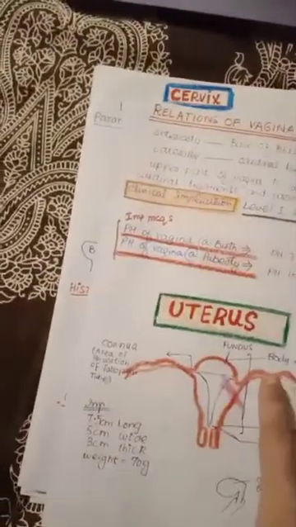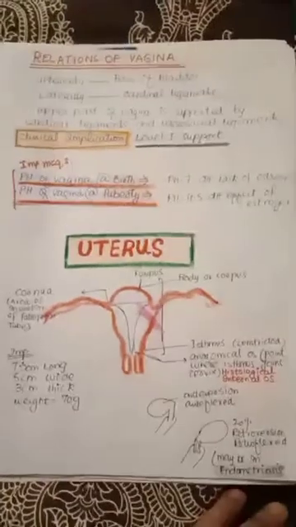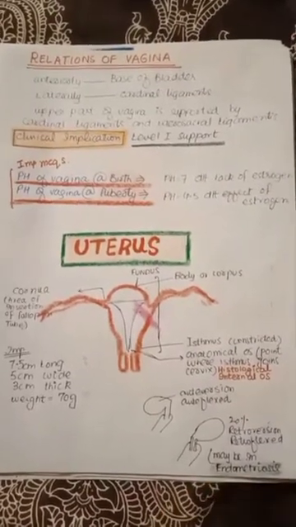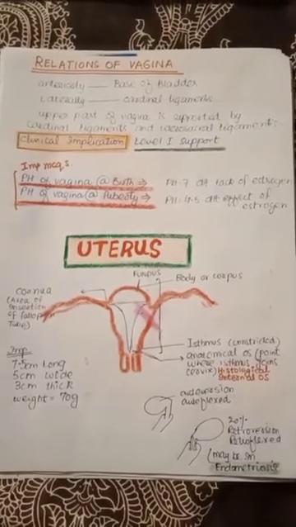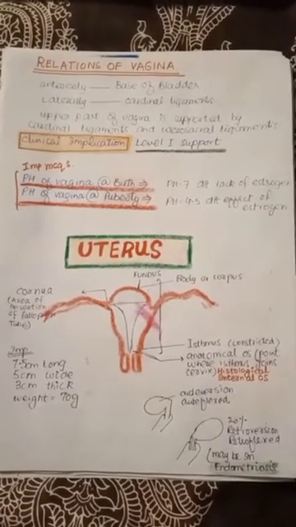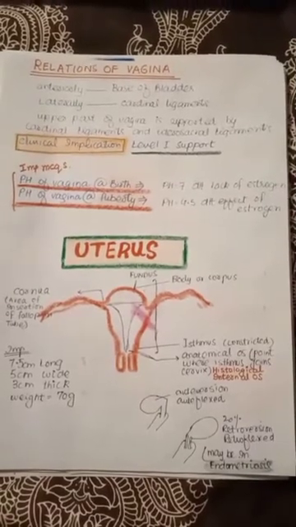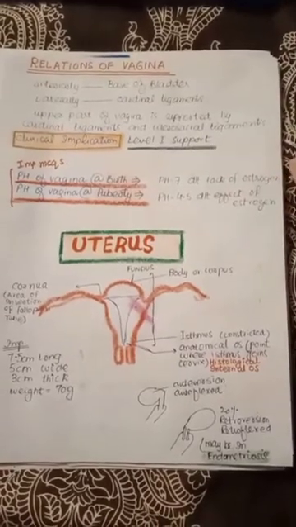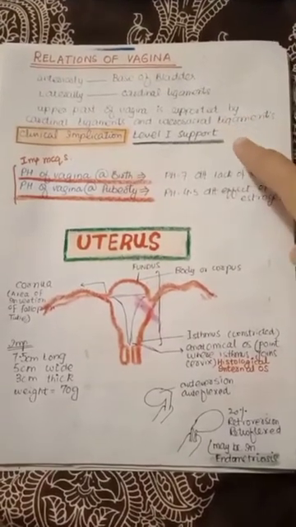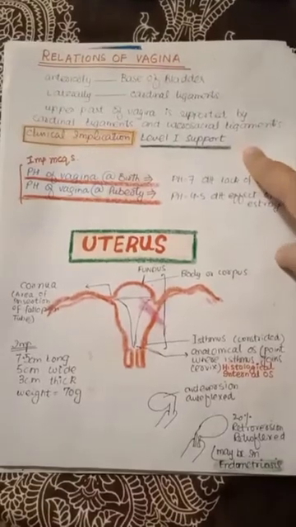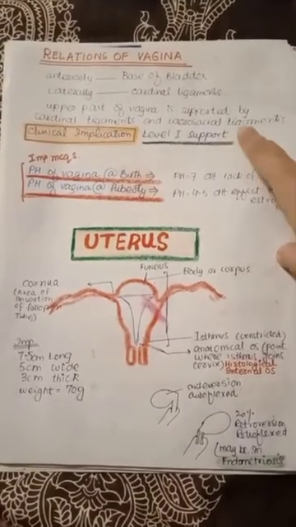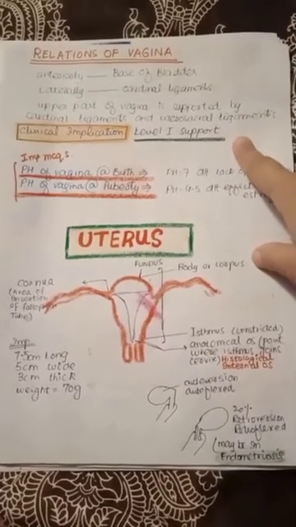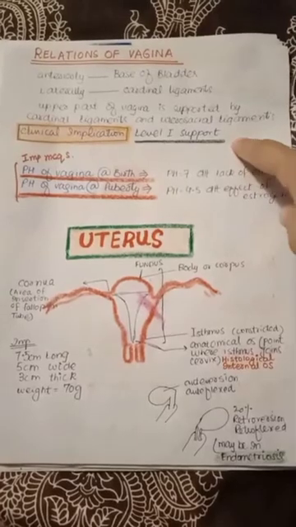And the relations of the vagina: anteriorly the base of the bladder, laterally there are the cardinal ligaments. The upper part of the vagina is supported by the cardinal ligaments and the uterosacral ligaments. Both these ligaments are very important in supporting the pelvic viscera, and the clinical implication is that the level 1 support of the pelvic viscera, the uterus, is because of the cardinal ligaments and the uterosacral ligaments. If this support is loosened, then uterovaginal prolapse occurs.